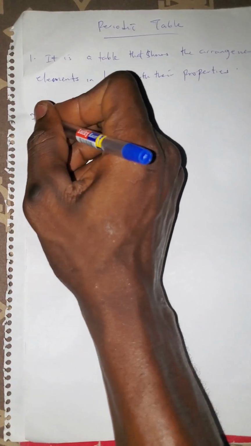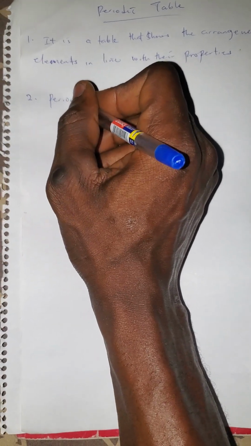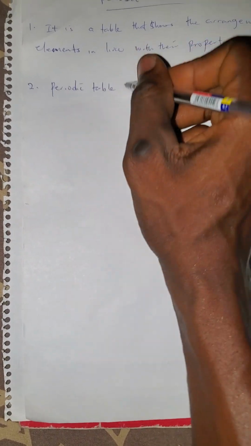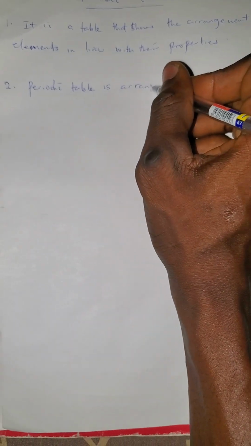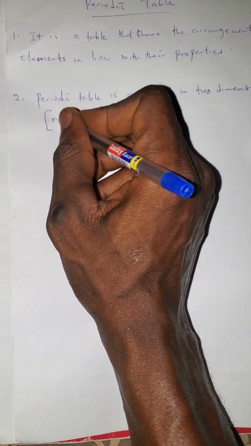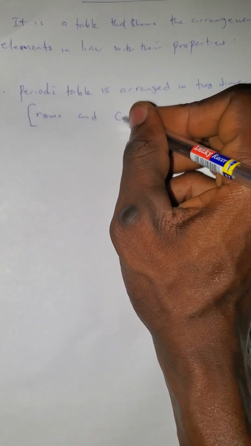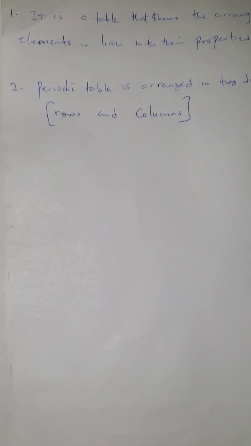Number 2 is that the periodic table is arranged in 2 dimensions. Now, what are we talking about? What are the 2 dimensions that we are talking about? It is arranged in rows and columns. The elements on the periodic table are arranged in rows and columns.